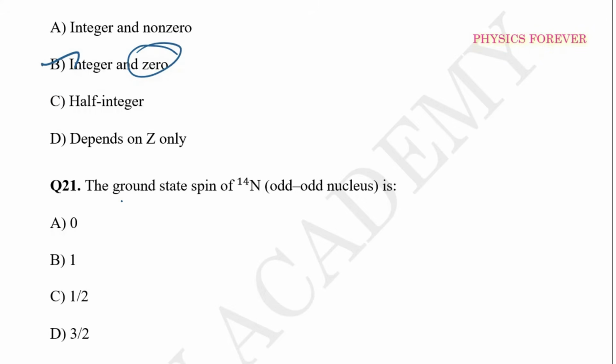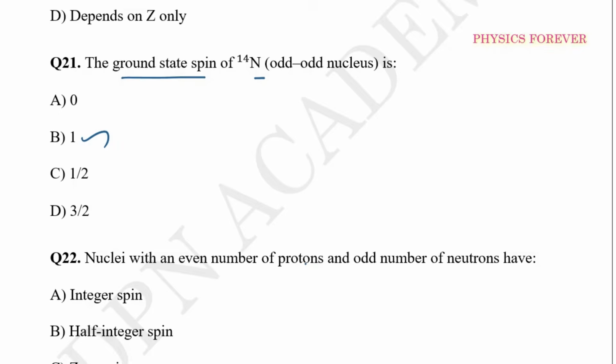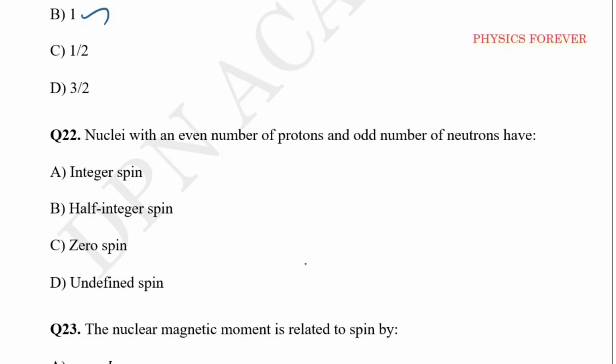The ground state of nitrogen-14, with odd nucleons, has spin 1. Then question number 22: nuclei with an even number of protons and an odd number of neutrons. A question on this will definitely come. The option will be half-integer spin. These are direct questions, these are the basics.